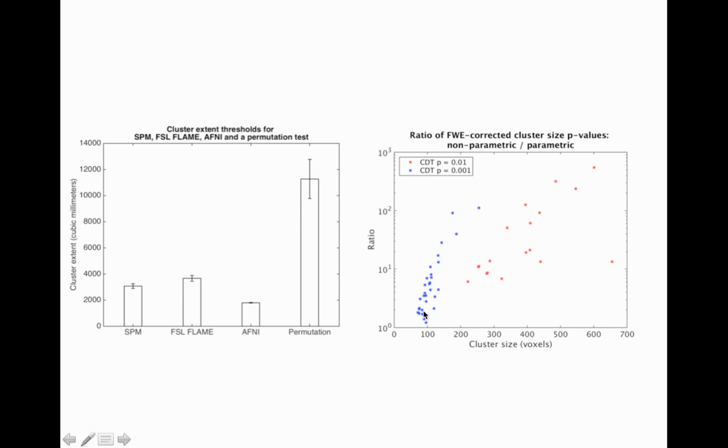And then these are the two cluster defining thresholds. This is the stringent one, the less stringent one. And this is simply showing what everything else has been showing, is that the p-values are larger by 2 to 3 orders of magnitude with the parametric approach. It's a little better with the higher cluster forming threshold. And again, this is the real data.